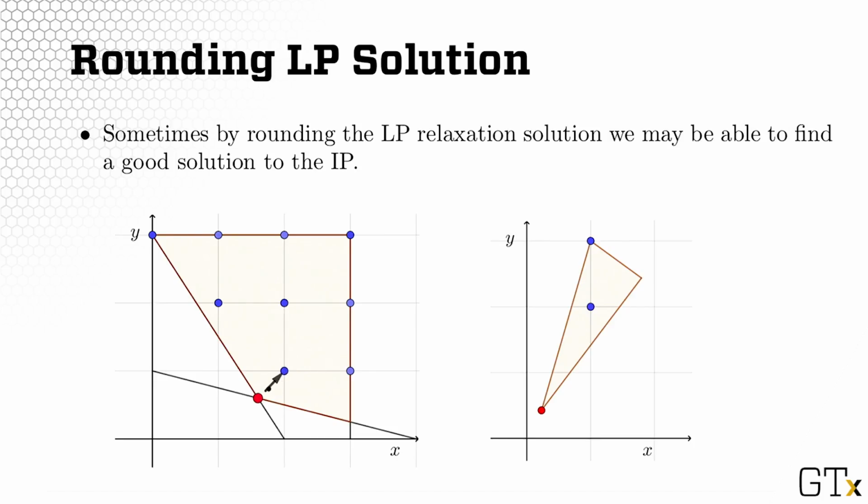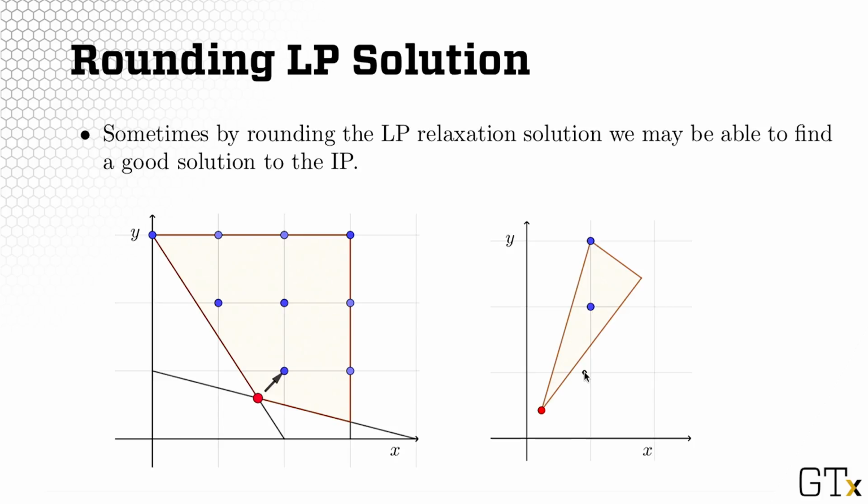Now, obviously, this was by luck. It is possible that this does not work. For example, here is another linear program, and these are the integer points in that linear program. If we solve the linear program, we get this solution. And if we round it, for example, to the nearest integer, we get this point, which is not feasible. Even if we round it to any of the closest integers, this point or that point, none of those are feasible. So in this case, we are not able to round this solution to get any good solution to the integer program.